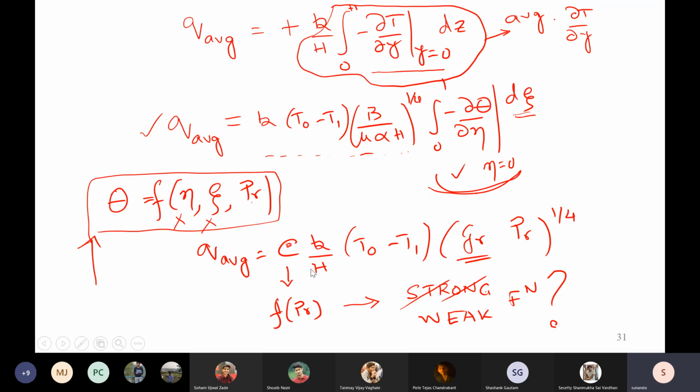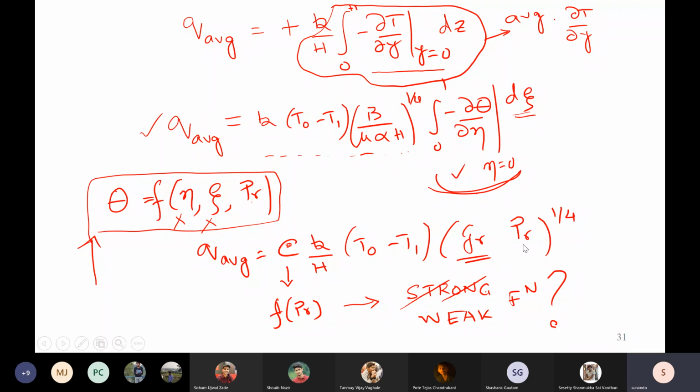This C anyway is going to be a weak function of Prandtl number. So the engineering solution to this problem is, why not do some experiments at different values of Grashof and Prandtl number, different values of Reynolds number, and see what is the value of C. And once you obtain some value of C, use that for any such combinations, since it's going to be a weak function of Prandtl number.